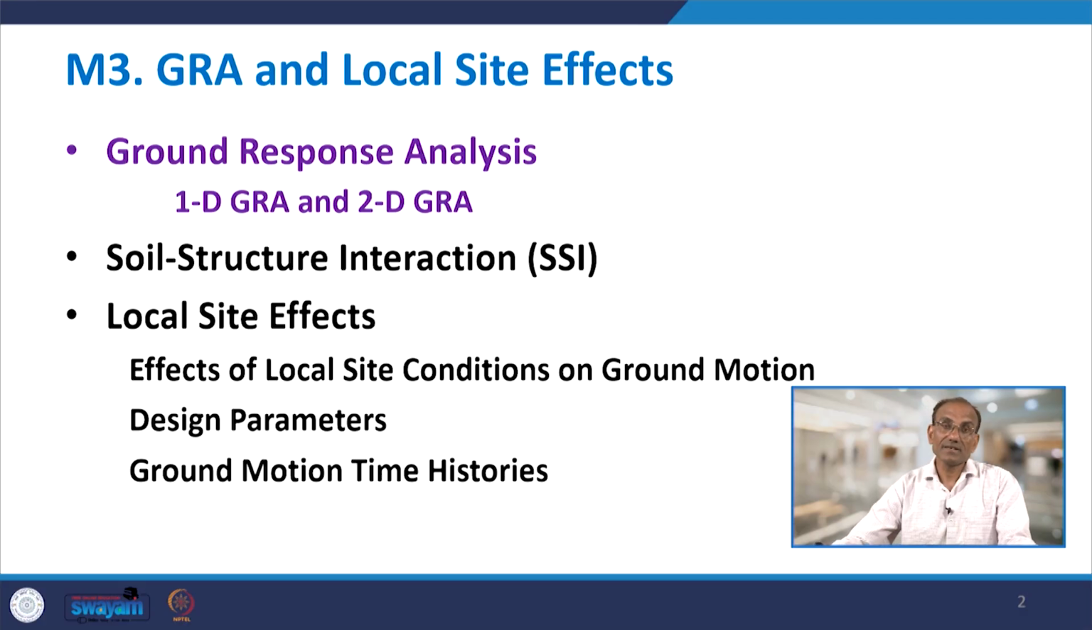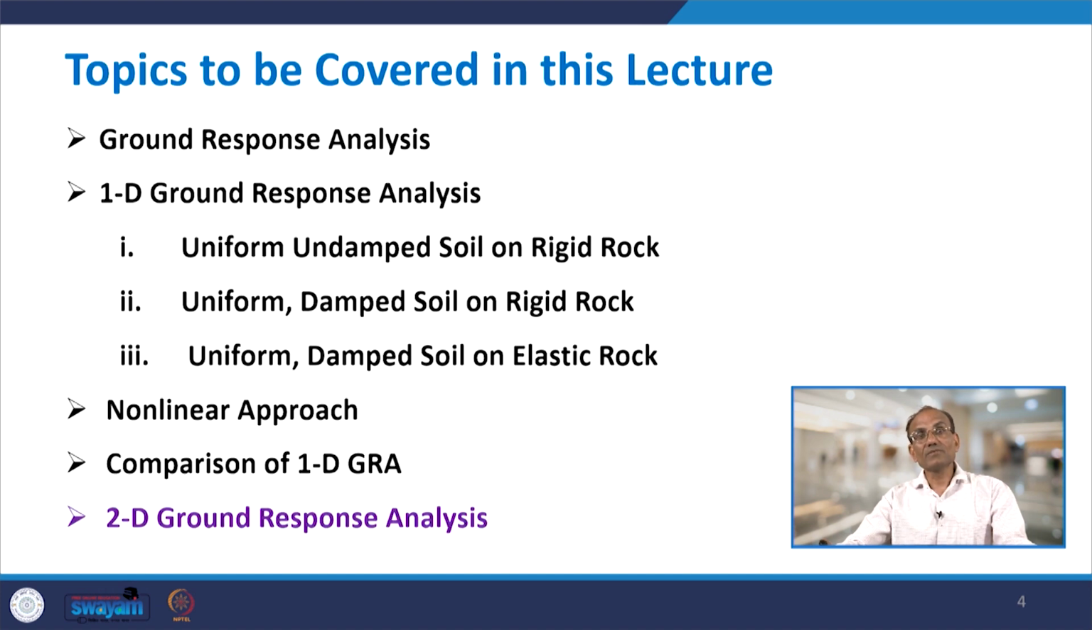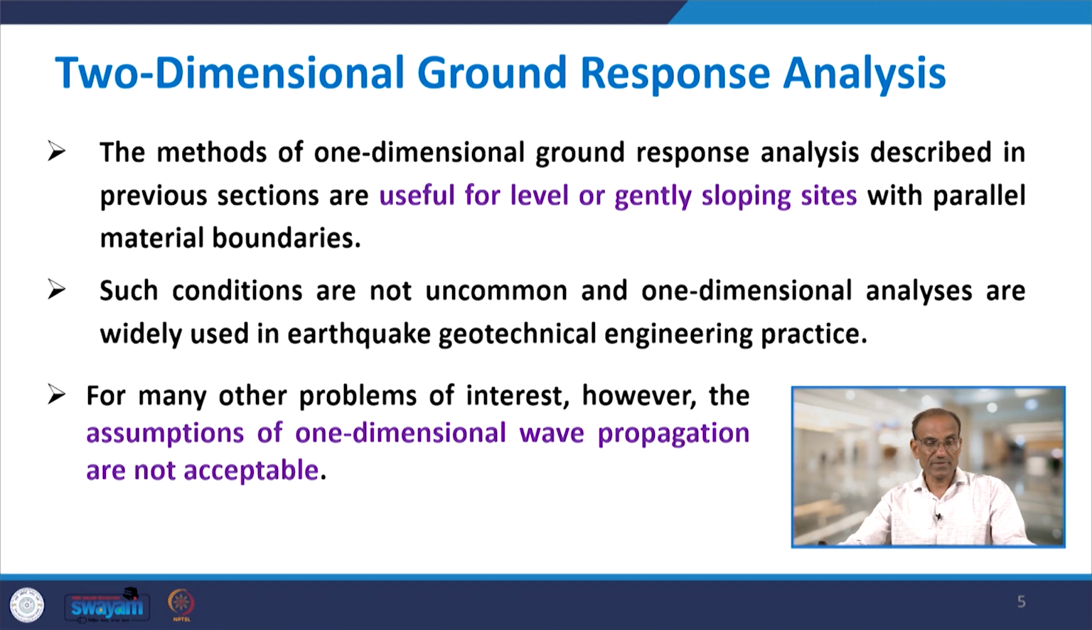Today we are going to have lecture number 24, under module 3, and module 3 consists of these 3 chapters as we discussed. We are under ground response analysis, which is the first chapter and consists of 4 lectures. 3 were on 1D GRA and the 4th one is 2-dimensional ground response analysis. So, we are going to talk about 2-dimensional ground response analysis, the topics to be covered in this chapter. It is the last, 2D ground response analysis, which we are going to talk about.